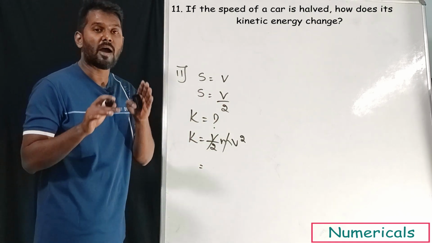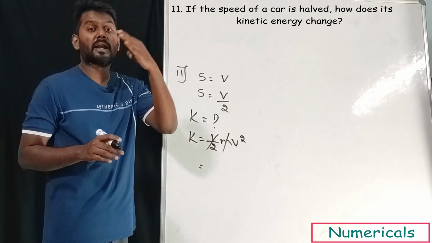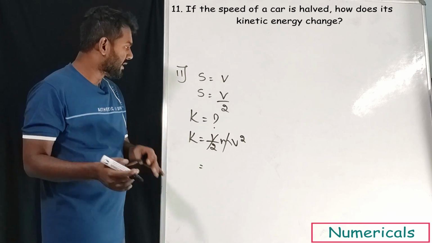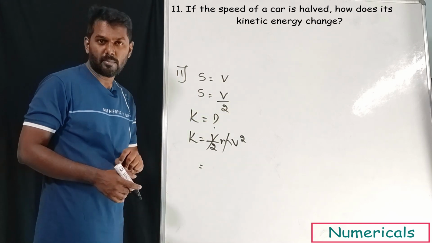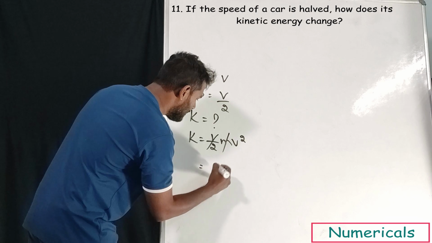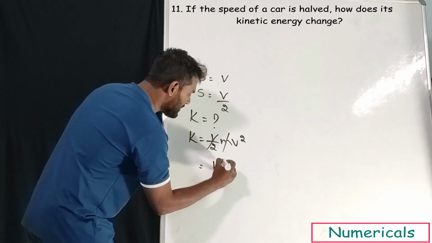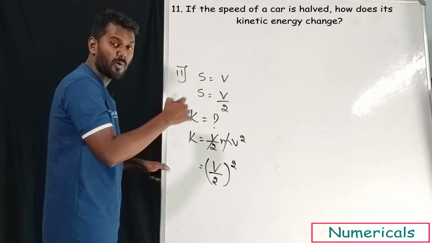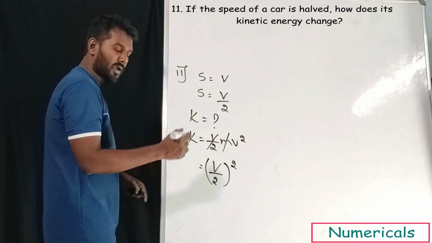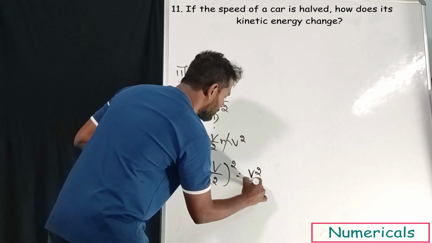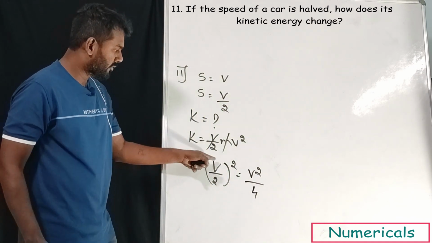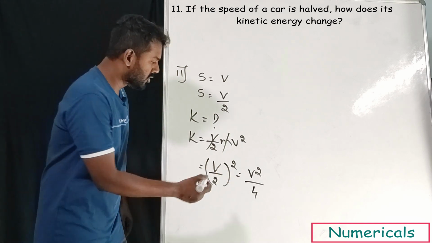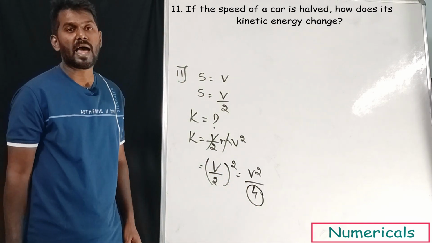Why? Because in the question they have mentioned the speed has been reduced to half. If they have told speed has been doubled, then instead of dividing by 2, you have to multiply it by 2. So here the speed has been reduced to half, so instead of v, I'll write v by 2 whole square. It is not v square by 2, it is v by 2 whole square. Then this will be v square by 4, correct? 2 square is nothing but 4.